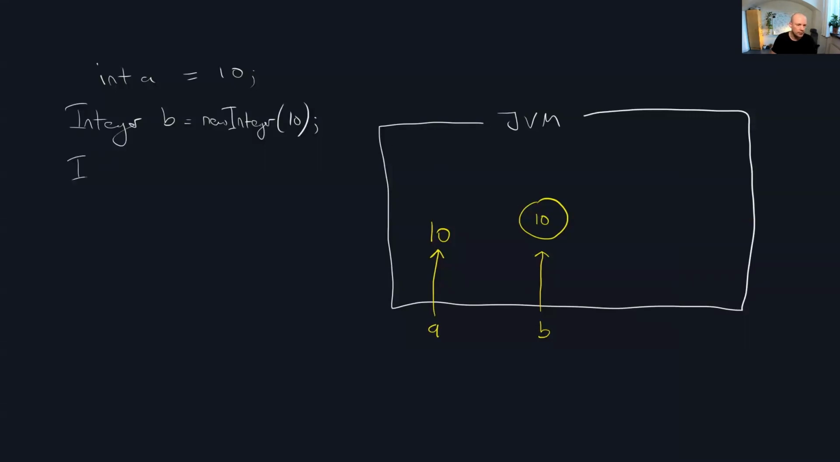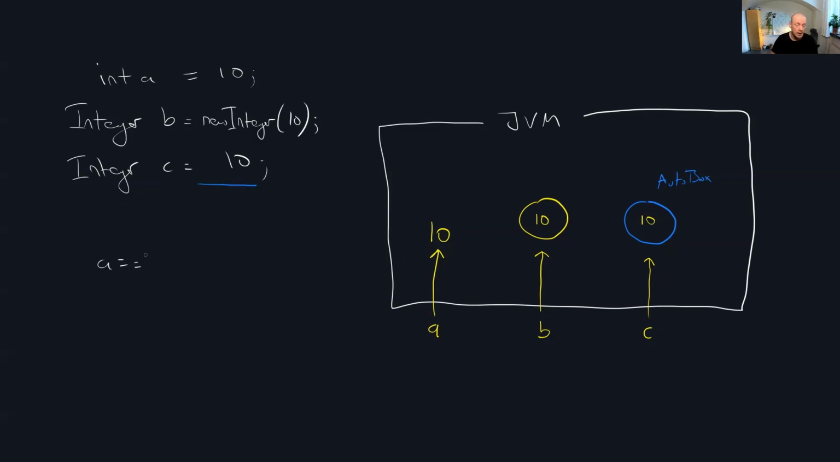The final statement was Integer C equals 10. Here's an example where, even though the line of code looks like we're just assigning 10 to C, we have auto boxing happening, where we actually want to represent this as an Integer. So Java does a little bit of magic with this part.